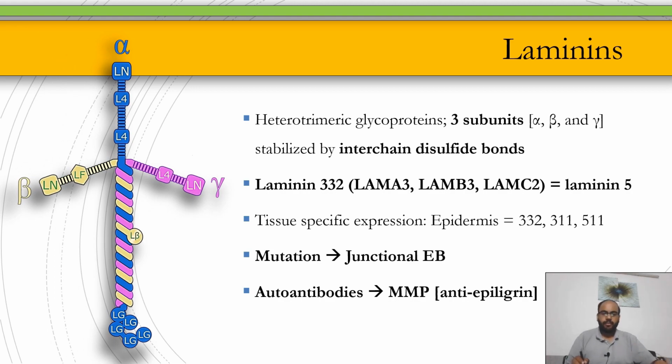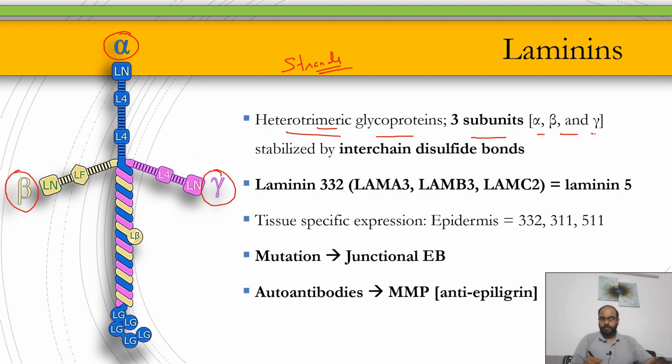So let's start the discussion from laminins, which are the major constituents of lamina densa. Laminins are heterotrimeric glycoproteins. Trimeric means there are three strands in the laminin structure: three subunits, alpha, beta, and gamma. Here you can see the long alpha chain, the beta chain, and the gamma chain.